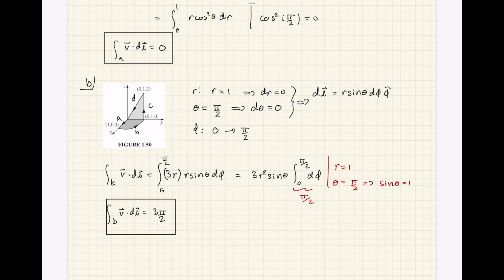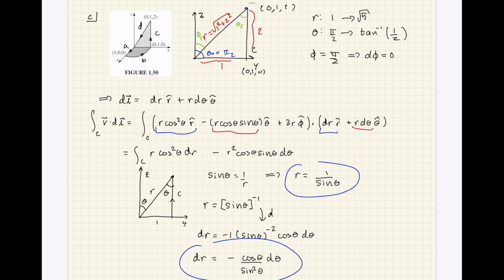Moving on to path B, we note that our r stays constant at r equals 1. That means our dr is 0, and that part of the elemental path will go away. For theta, we also stay at a constant, theta equals pi halves. Phi goes from 0 out to pi halves. So our elemental path is simply r sine theta d phi phi hat. After dotting our vector field with our elemental path, we get 3r squared sine theta integral from 0 to pi halves. After evaluating this integral, we simply get 3 pi halves for path B.